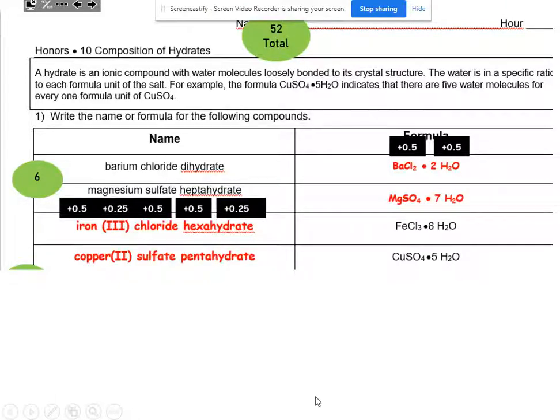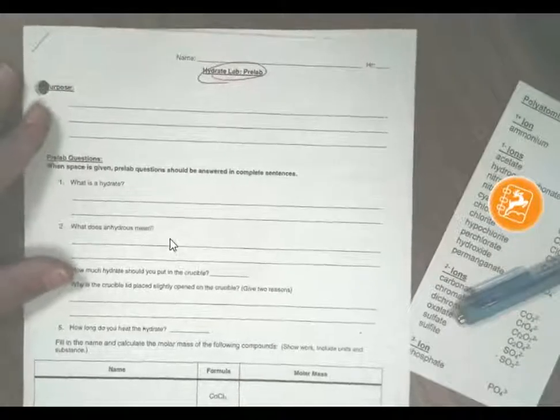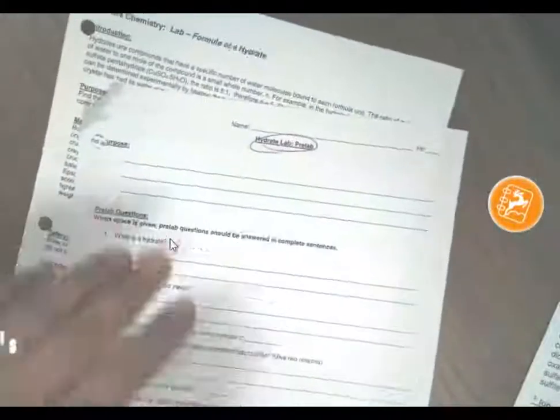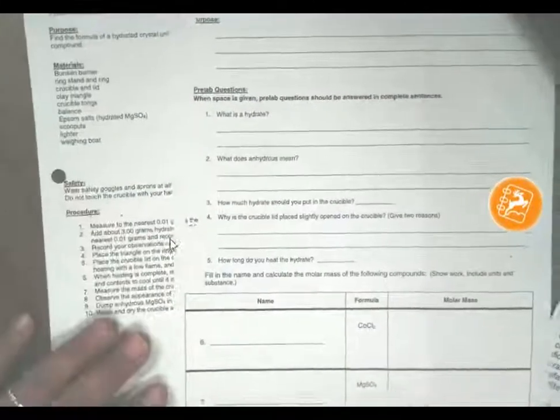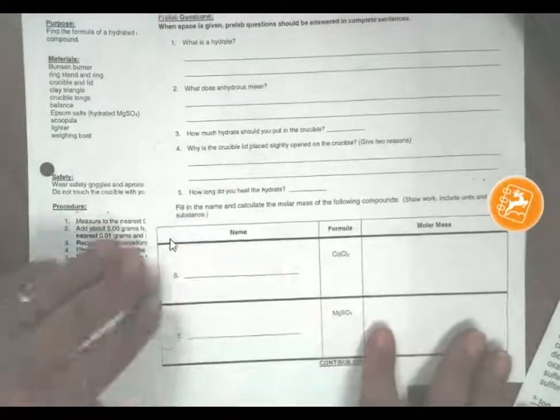So now what I want to do is show you what you should be doing for homework. All right, for homework, you are doing the pre-lab. For the pre-lab, right, you want to make sure you fill out the purpose. So you can tear off this page, right, and you're going to fill out the purpose. You're going to make sure you answer pre-lab questions by reading the lab, fill out here the names and molar masses. And then on the back here, right, you're going to make sure that you do this problem on the back. That's part of the pre-lab.